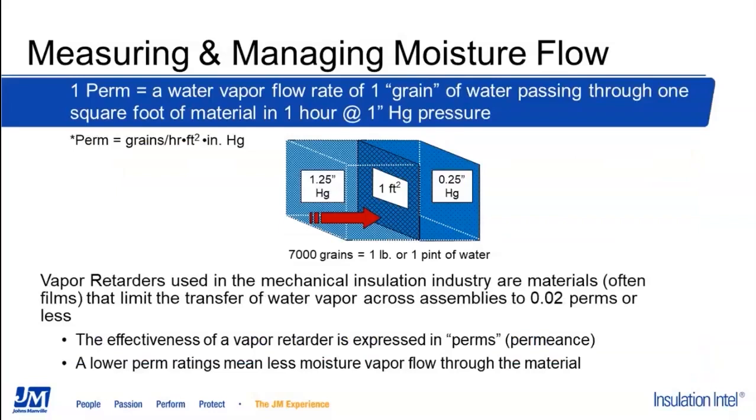Now we'll take a closer look at measuring and managing moisture flow. Again, the flow of moisture is measured in perms, which is essentially the amount of water vapor that can pass through a given area of material over a period of time, assuming a static vapor pressure on either side of the material. Vapor retarders are intended to limit the flow of moisture, so they're pretty intuitively named. For vapor retarders used on a chilled water system, we're looking for a perm rating of 0.02 or better. Again, the lower the perm, the less moisture flow. We're going to take a more in-depth look at vapor retarders later in the presentation.